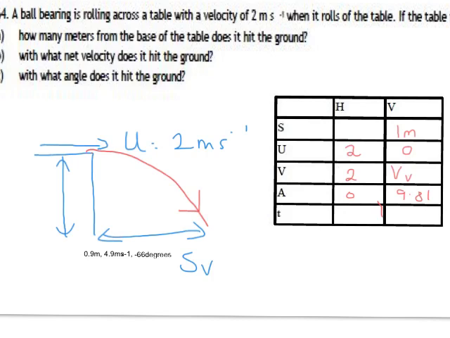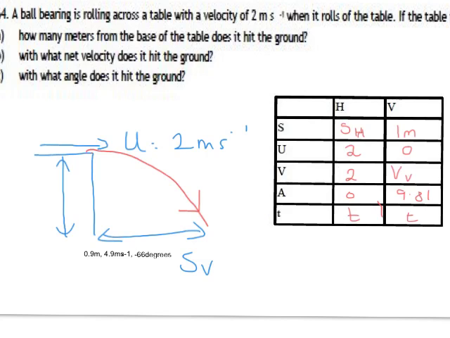So let's see if you've completed your table. The horizontal displacement is unknown, but the vertical is 1 meter. The initial velocity is 2, and the final horizontal velocity is 2. The acceleration is 0. In the vertical direction, the initial velocity is 0, the final we've left as an unknown, and our acceleration is 9.81. Our t is unknown at the moment. Right, was your table correct?